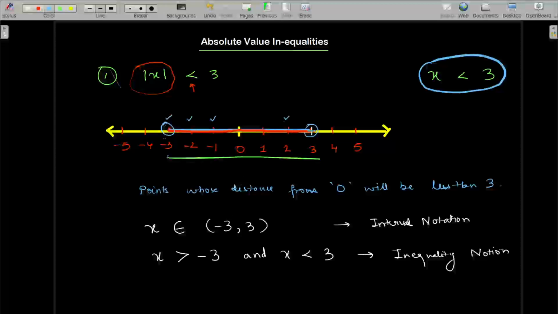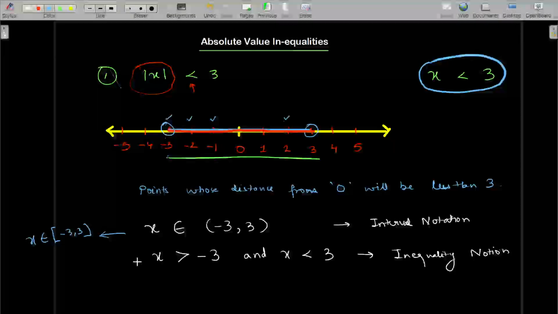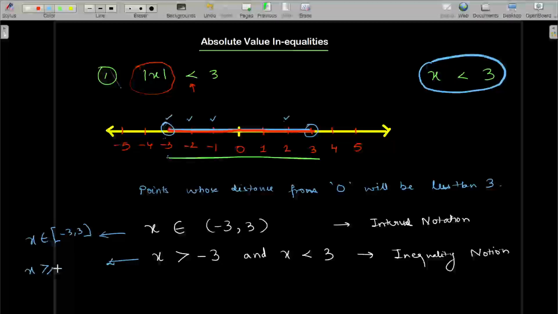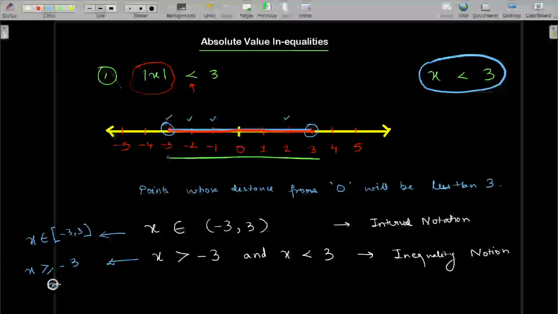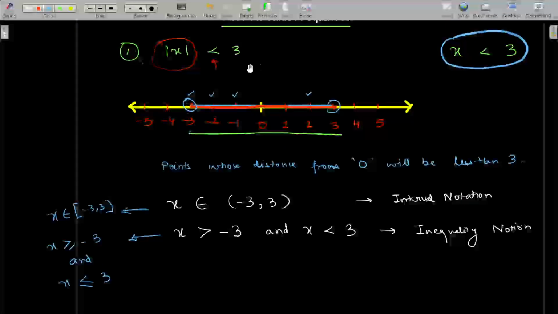Otherwise, if it had been a closed circle, then this solution would become x belongs to, and then you draw the square brackets, -3 to 3. And in this case this would become x is greater than or equal to -3 and x is less than or equal to 3. Okay, this is really important, whether we are including 3 or not.